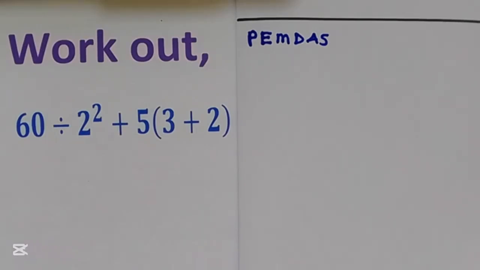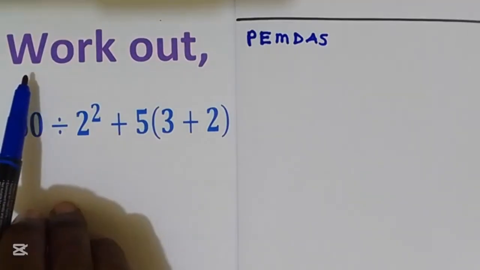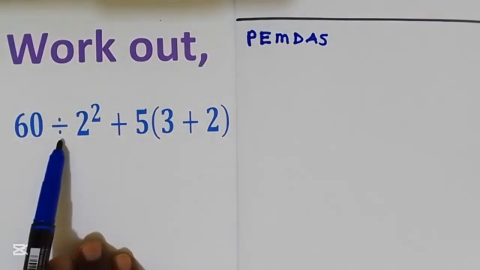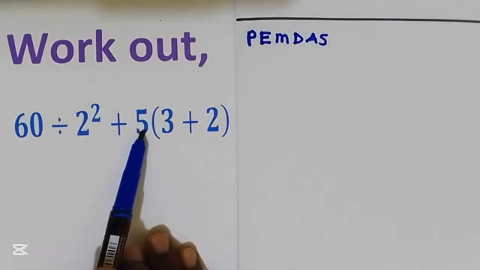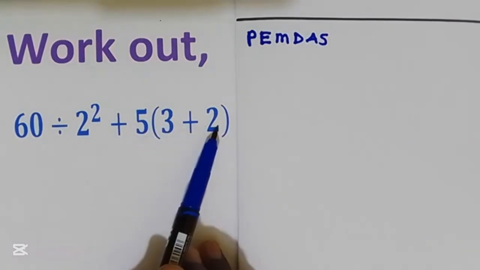Let us work on order of operations, and we are going to use PEMDAS. Our question says, work out 60 divided by 2 squared plus 5 times the bracket 3 plus 2.